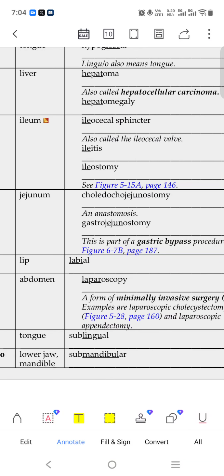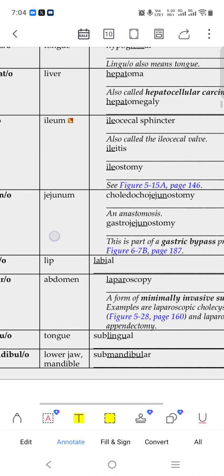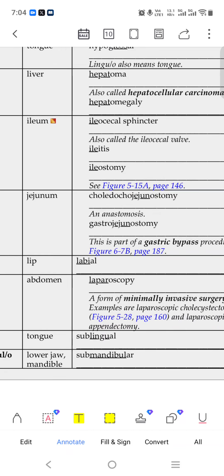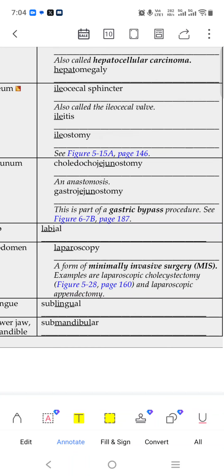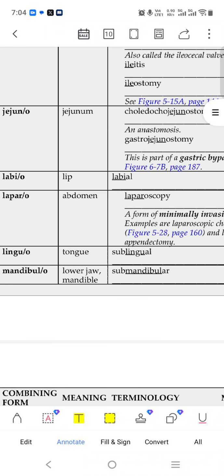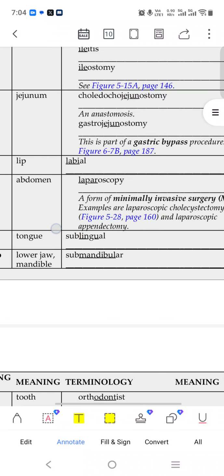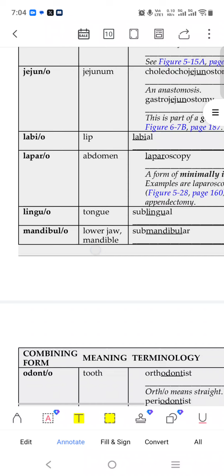So like cholecystectomy, meaning the operation of this area. Okay, the jejunum is part of our intestine and part of the gastric bypass procedure. Lapar means abdomen. Laparoscopy has been done. Minimally invasive surgery is less risky.